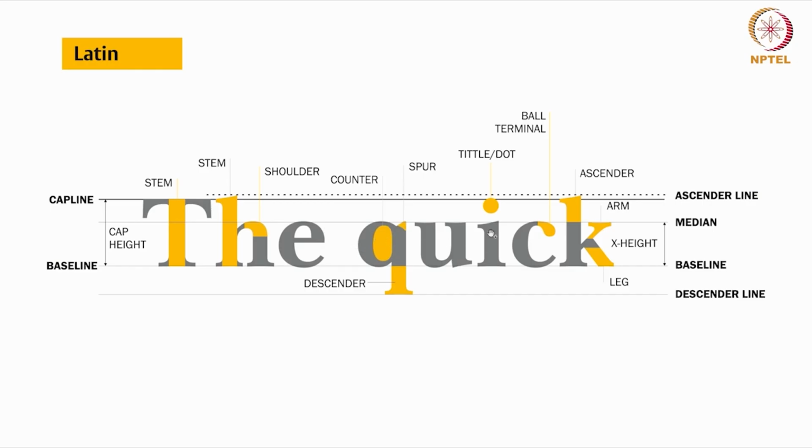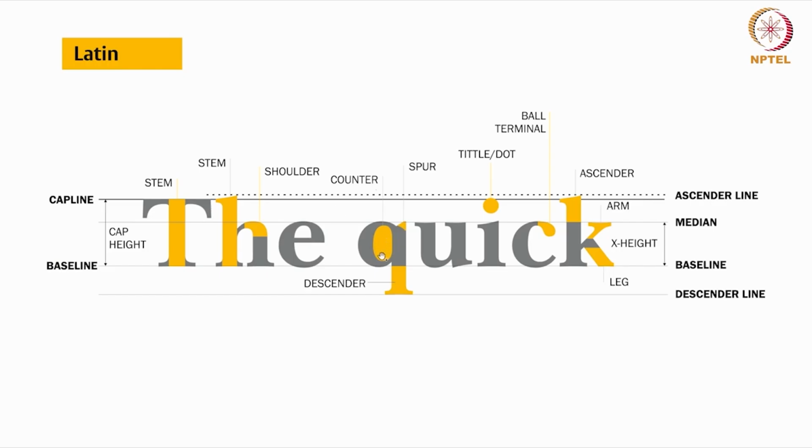Okay, so a bowl is a curved part of the letter that encloses a space, like in letter Q, letter A or letter E. And then in letter D, the enclosed space within a bowl is called the counter space. So the inner side is called the counter.